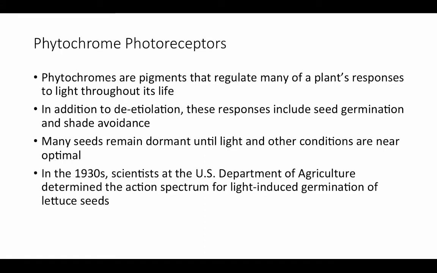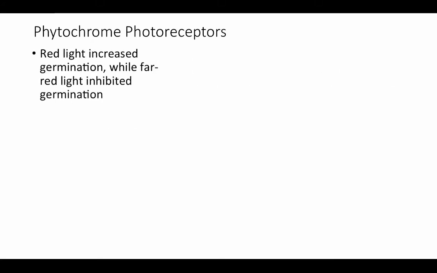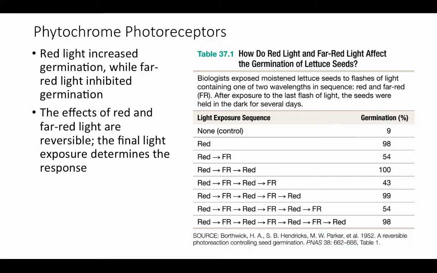In the 1930s, scientists at the U.S. Department of Agriculture determined the action spectrum for light-induced germination of lettuce seeds. So let's see what they found out. It turned out that red light increased germination, while far red light, this part of the red spectrum that's just at the very border of what we can see, inhibited germination. And they found that the effects of red and far red light are reversible. Whatever was the final kind of light that the plants were exposed to determines the response. Here you can see germination rate. This is from the paper where this was discovered.